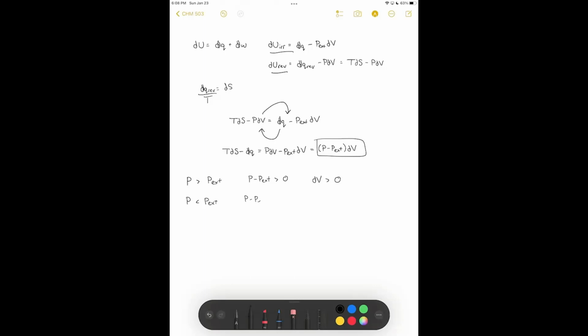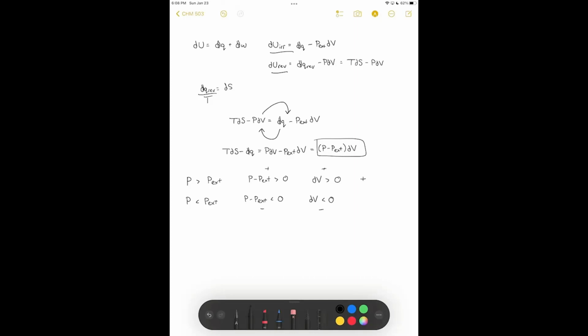Well, in this case, P minus P external is a negative number because P external is larger than P. What about dV? If P external is greater than the system pressure, the system will naturally compress, meaning the final volume will be less than the initial volume, and dV is negative. So no matter what our situation, (P minus P external) times dV gives us a positive number. Either a positive times a positive is positive, or a negative times a negative is positive. So (P minus P external) dV is always, always, always a positive number.